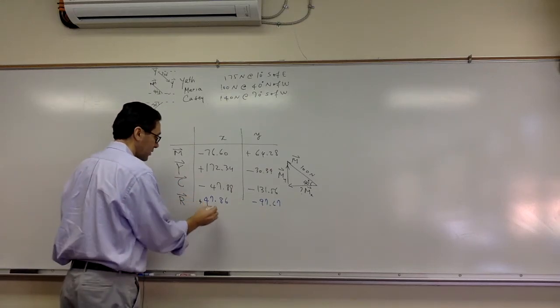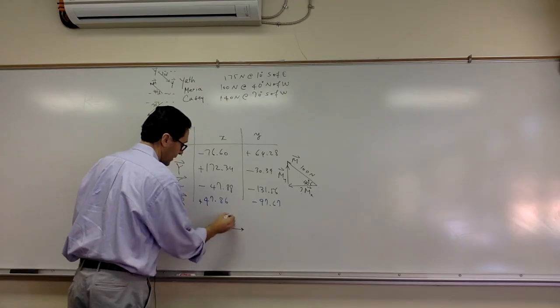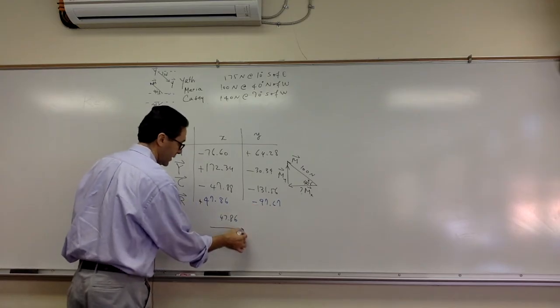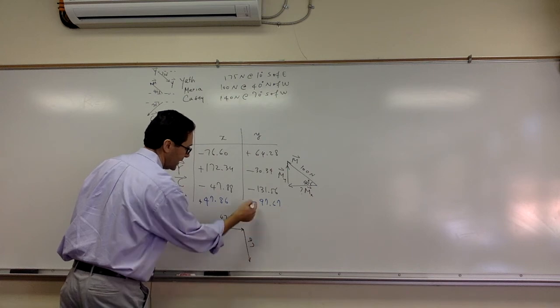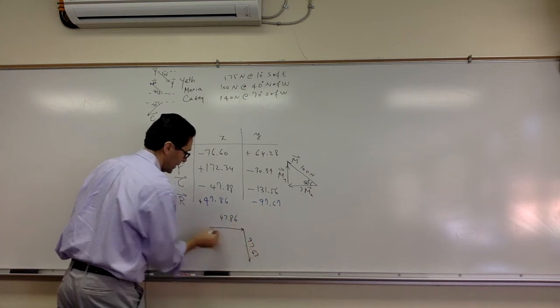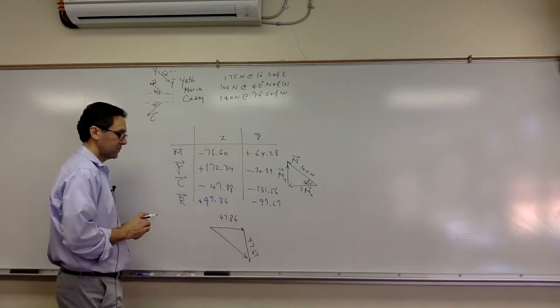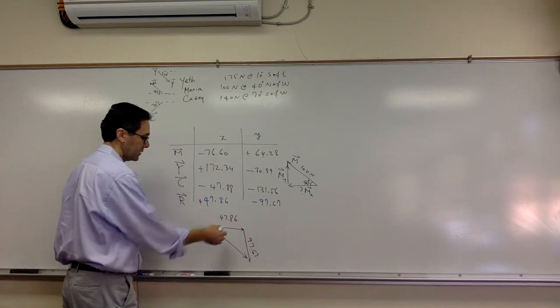So the x component is positive, so it's going to the right, and it's 47.86. And this y value is negative, which means you're going down. And you still have to do head to tail. You do not put the negative here, okay? Because the drawing shows you that it's negative. Here is your resultant, okay? So you take the components and you add them head to tail to get the resultant.